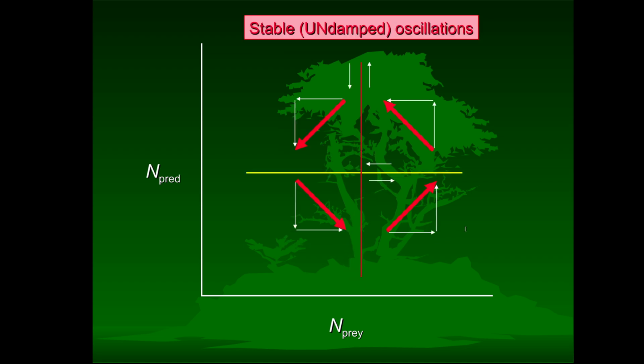So here's how we get undamped or permanent oscillations. The two species depend only on each other and nothing else. The predator consumes only the prey species, and the prey population is controlled only by the predator. That is, the prey never reaches its resource carrying capacity because the predator always keeps the population low. So this is a situation in which the predator isocline is vertical and the prey isocline is horizontal.